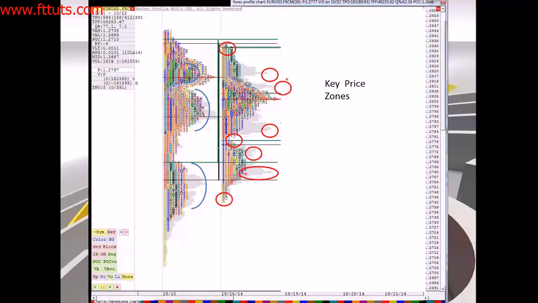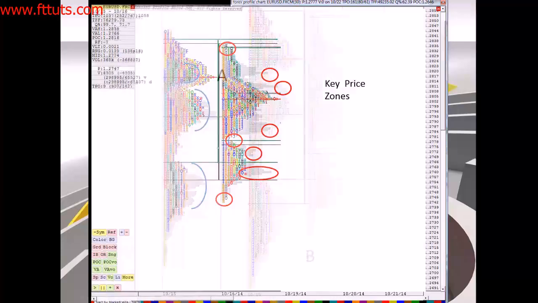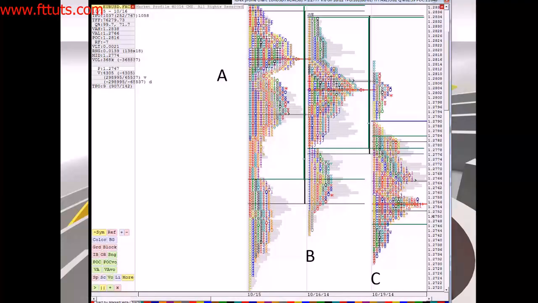All of these levels become points that are worthy of our attention when we begin to look at activity for the following session. Now notice how the profile structure gives us data and information that really is very valuable for trading the following session. So before the session even begins, this information is all very helpful and very useful for us.